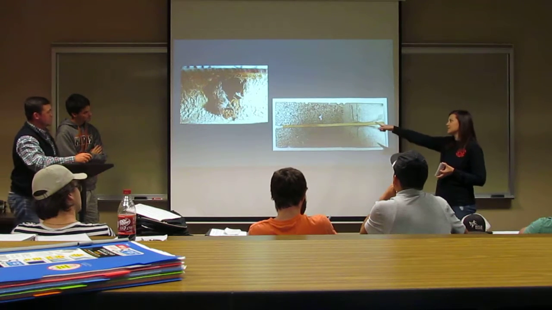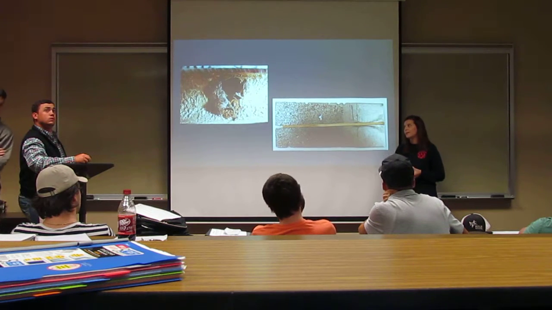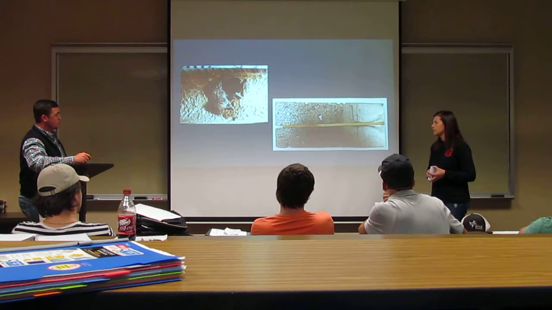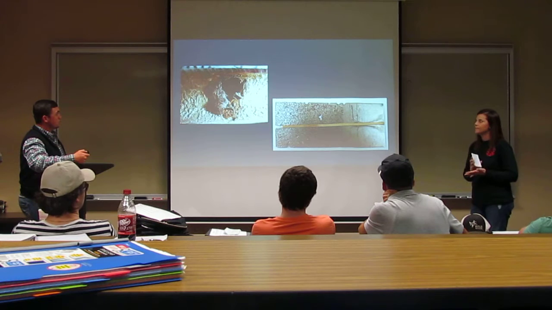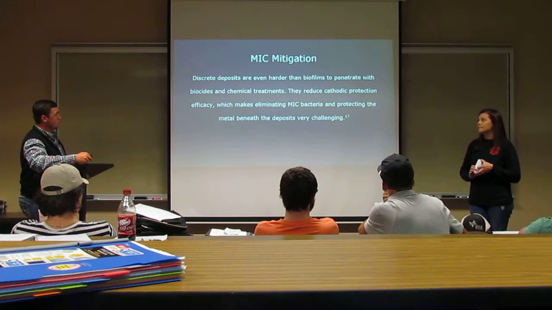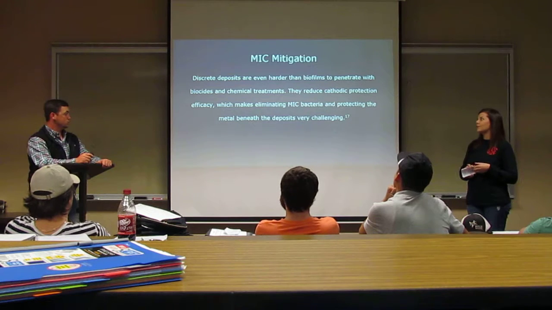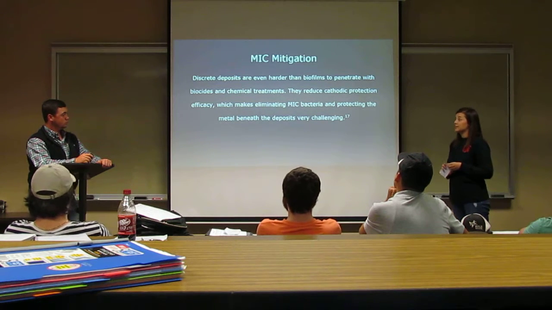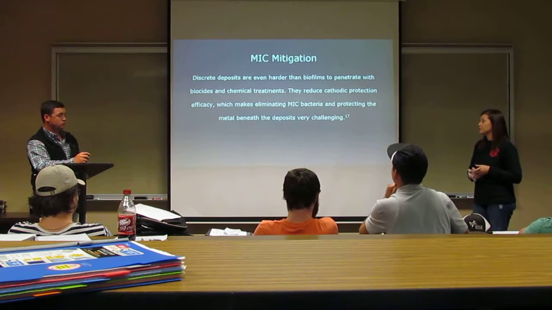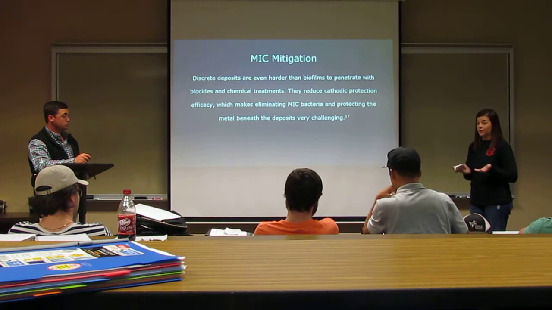And these are pictures of some of the localized corrosion pits formed in the pipe wall. And these were formed underneath the biofilm layer. For mitigation, discrete deposits are even harder than biofilms to penetrate with biocides and chemical treatments. They reduce cathodic protection and efficacy, which makes eliminating native bacteria and protecting the metal beneath the deposits very challenging. And it's an ongoing process.